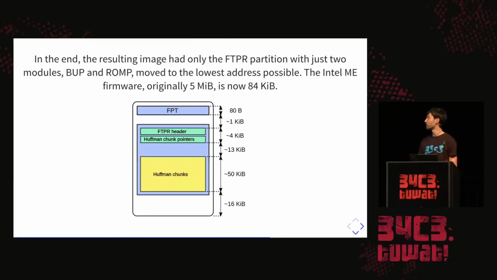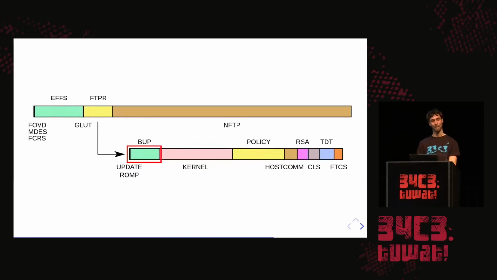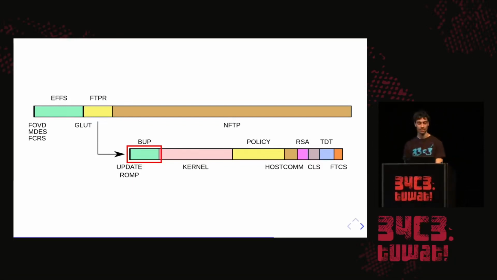So this is the current situation. Starting from a 5 megabytes image, we have now an 84 kilobyte image, which is moreover full of free space, because as you can see, there is the FPT, padding, just the header and some pointers, padding again, 50 kilobytes of data, which is the real data, and then padding. And just to have an idea, this is the size comparison of my image. You can see that most of the space is dedicated to the network stack and to Intel AMT. We have a small partition of FTPR plus a small partition of EFFS, which is an internal file system that Intel ME can read and write. And inside the FTPR, the only thing that we really need for the correct boot of the PC is that BUP plus sometimes the ROMP, but it is very, very small.